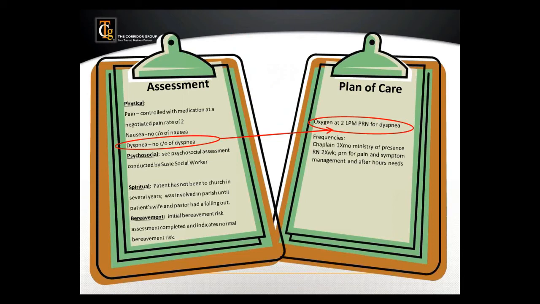And again, for bereavement, you want to see that there is some sort of bereavement assessment on that comprehensive, and that plays into the plan of care. So if the initial bereavement risk assessment was completed and it indicates normal bereavement risk, maybe there is no intervention, and that's perfectly fine. Maybe your intervention is that you continue to monitor. Obviously, you're going to monitor for bereavement needs on each and every visit, especially the social worker and the chaplain, but the nurse does that too. All of those things have to be reflected on the plan of care.